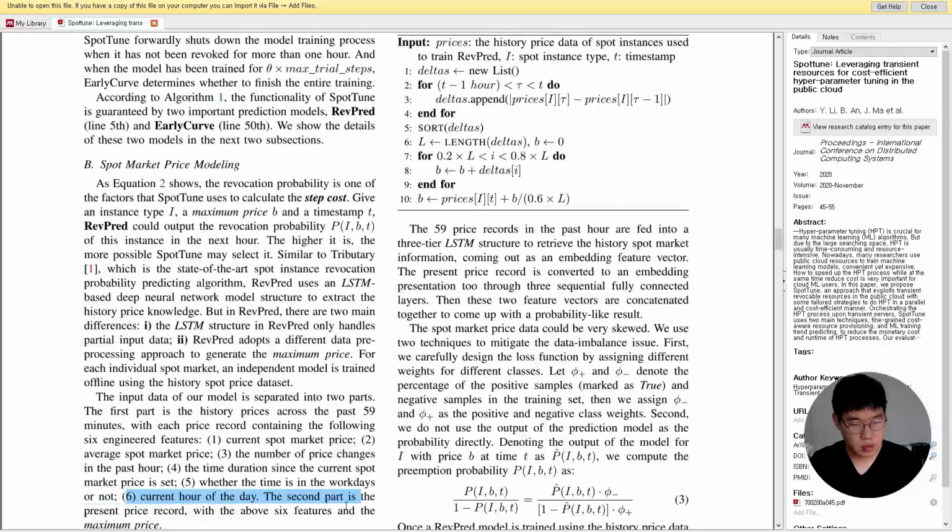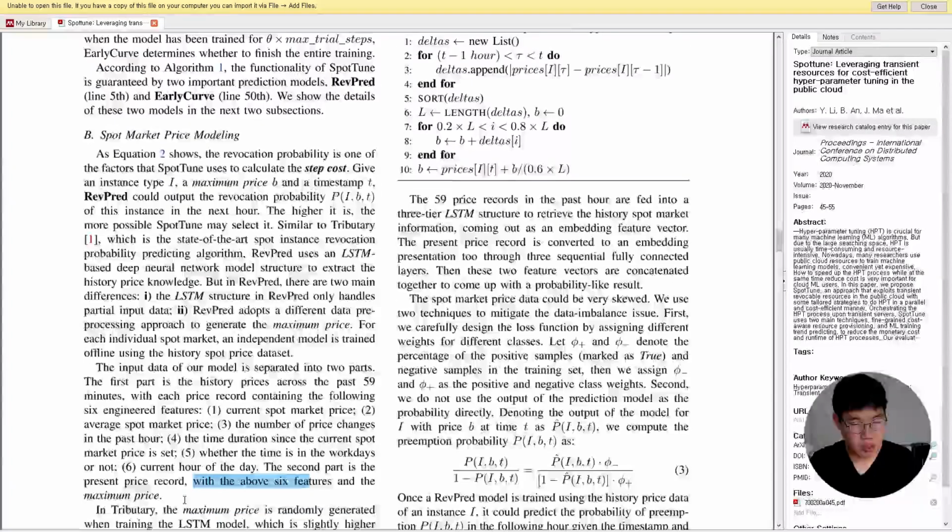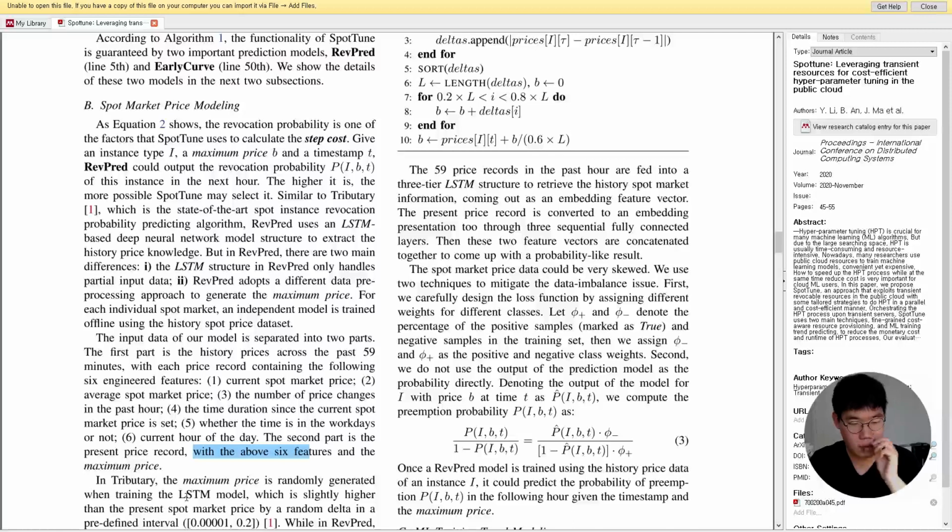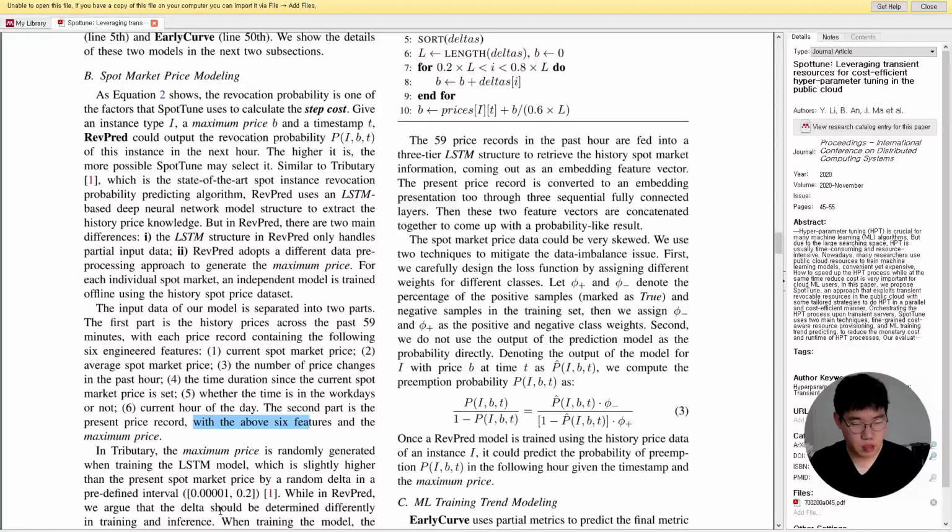The second part is the present price record, with the above 6 features and the maximum price. Intuitively, the maximum price is randomly generated when training an LSTM model, slightly higher than the present spot market price by a random delta in a predefined interval, 0.0001 to 0.2. In the revision period, we argued that the delta should be determined differently in training and in inference.